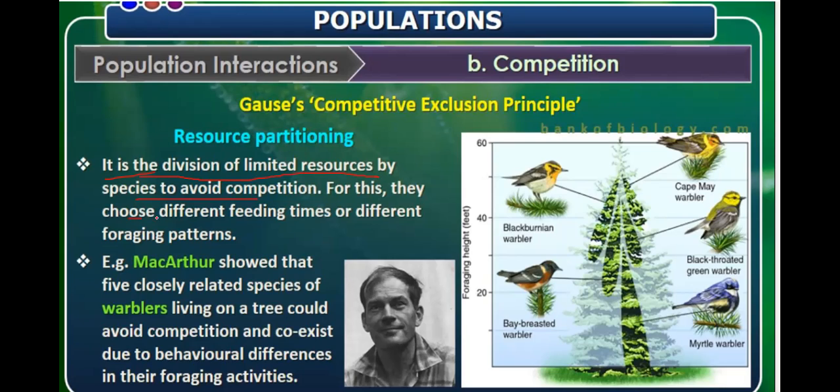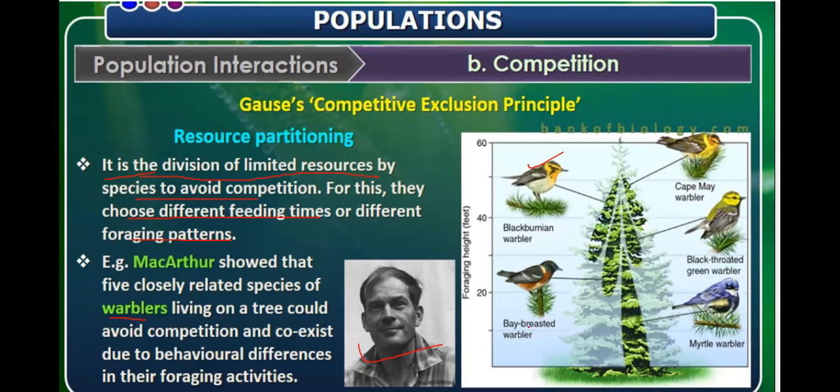For this, they choose different feeding time or different foraging pattern. Some will feed in daytime, some will feed in evening time, afternoon. So they will be sharing same resources at different times, with different foraging patterns. Example, MacArthur. This person is MacArthur. He showed that five closely related species of warblers, warblers means these are birds, living on a tree could avoid competition and coexist due to behavioral differences in their foraging activities.